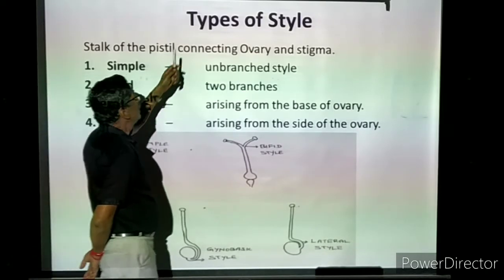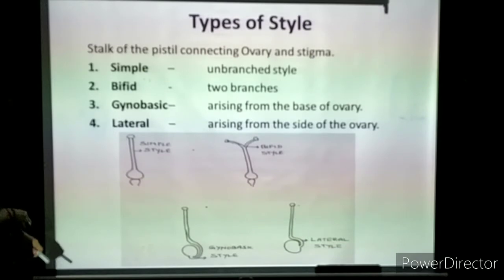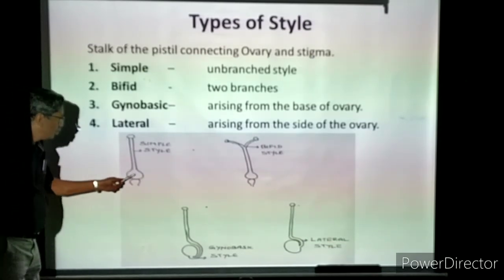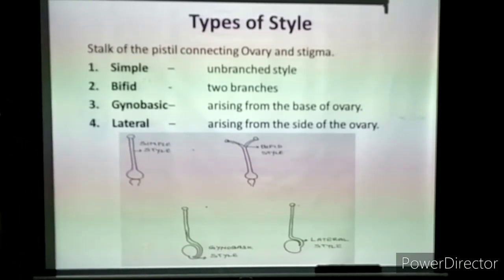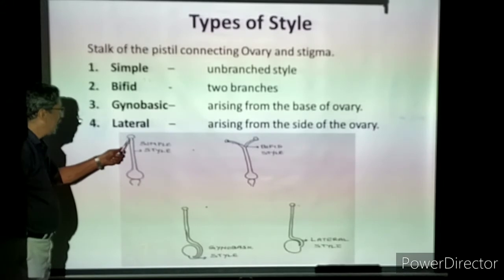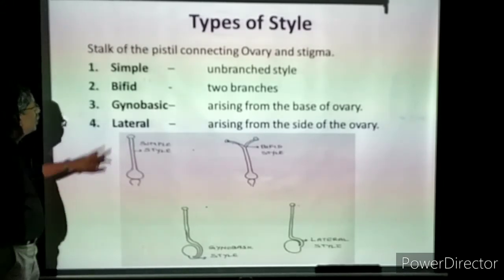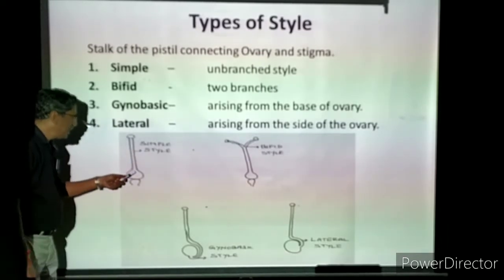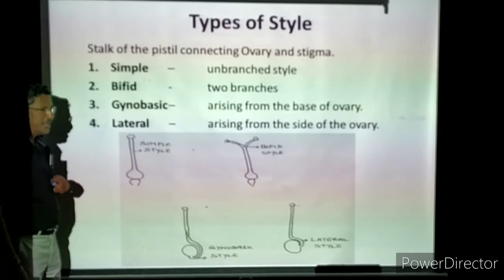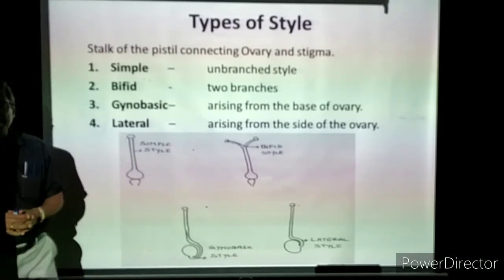Now we are coming to types of style. Already I told you, above the ovary there is a narrow tube. This narrow tube is called a style. At the tip of the style, a small bulging portion is there, that is called a stigma. Now in this topic we are going to study only about the style. We are not studying about the ovary. We are not going to study about the stigma. Only this style. In the style different types will be there.